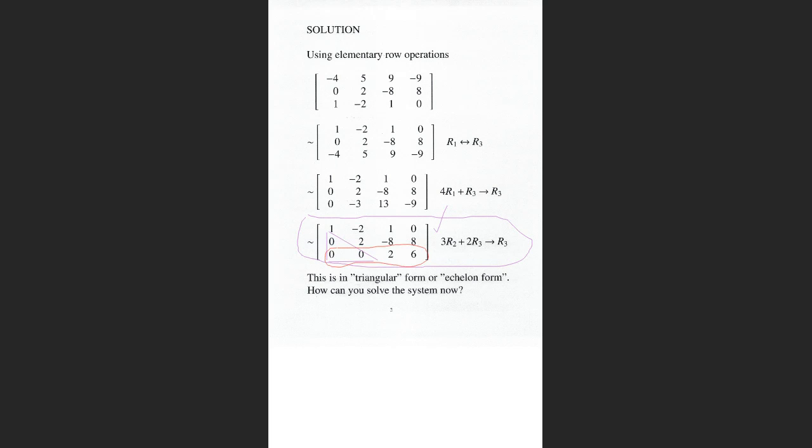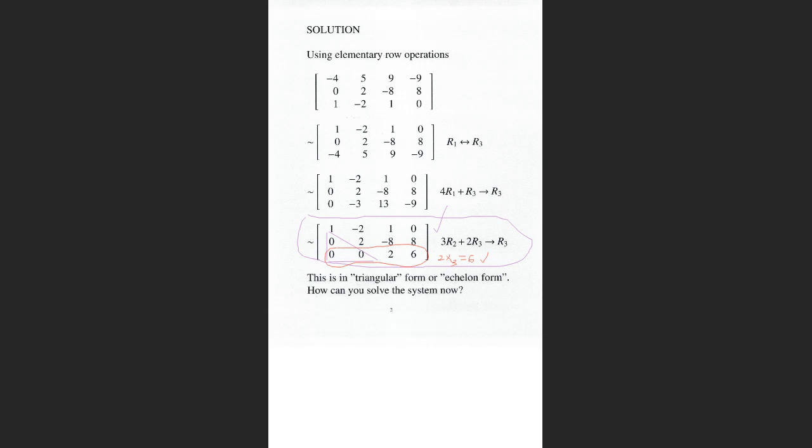So definitely, because this bottom equation here reads 2x3 equals 6. Well, it reads really 0 times x1 plus 0 times x2 plus 2x3 equals 6. But hence 2x3 equals 6. So x3 is equal to 2.